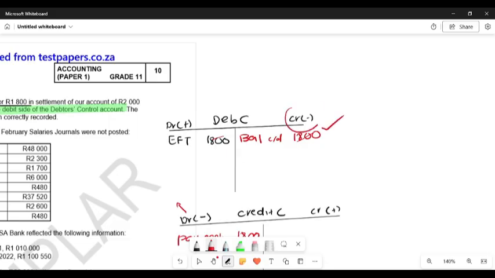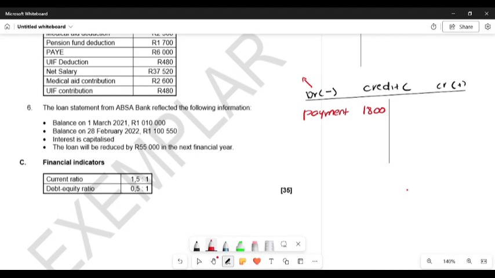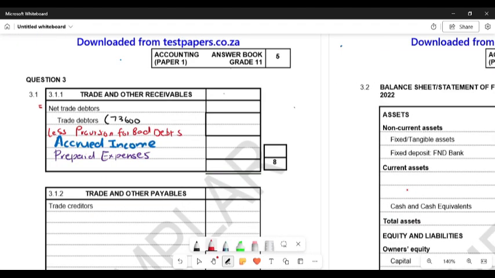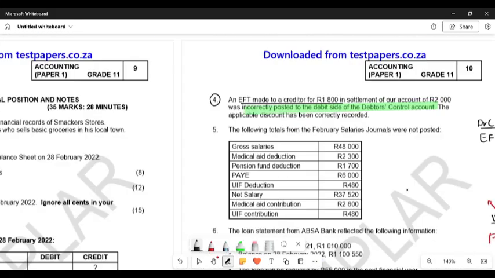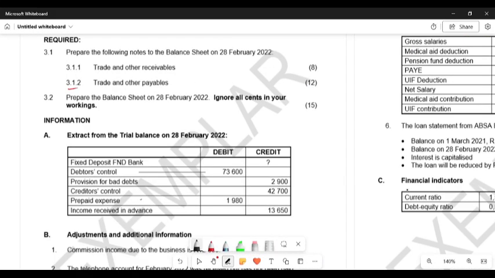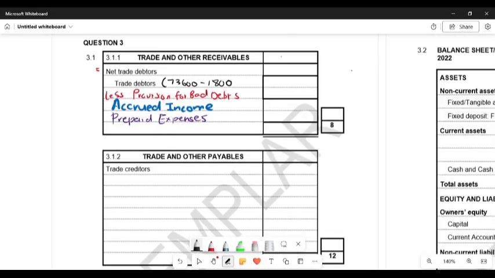And the credit side is a minus, right? So as a result, I would need to minus this 1.8 on my debtor's control balance, right? So here I'm going to minus 1.8. Now, let's do the same for our creditors control, right? So let me first start by recognizing my creditors control balance, which is for trade and other payables, 42,700.